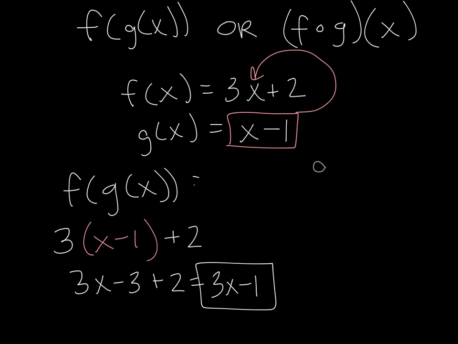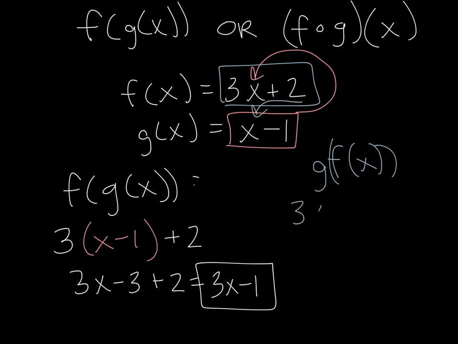Now I'm going to contrast that and do g of f of x. I'm going to take my f of x and plug it in for x right here. So that's going to be 3x plus 2, because that's x, and then minus 1. So this is going to be 3x plus 1. So they're not the same.